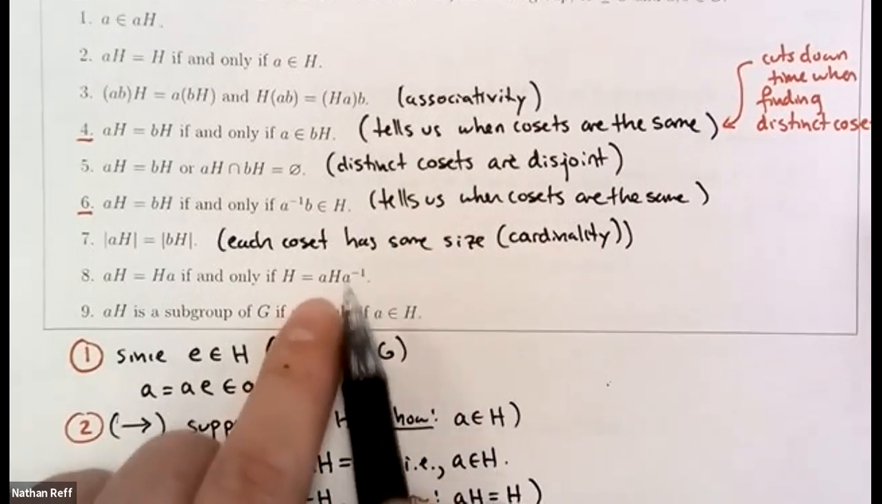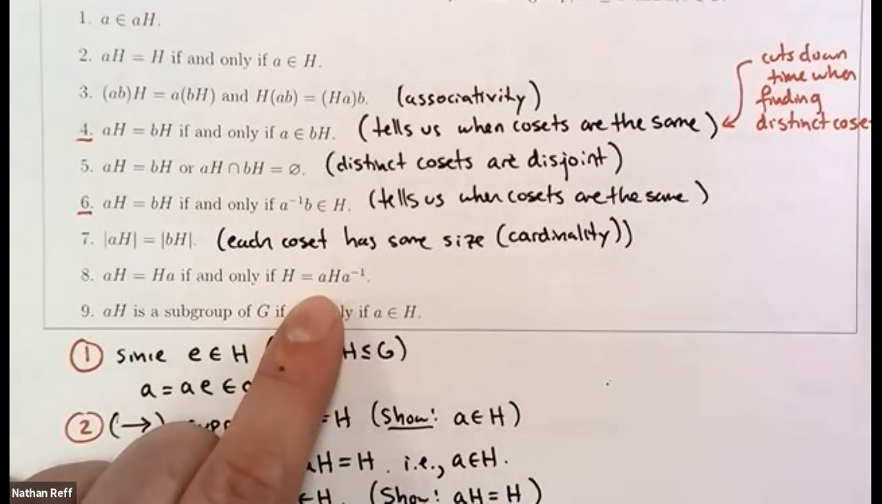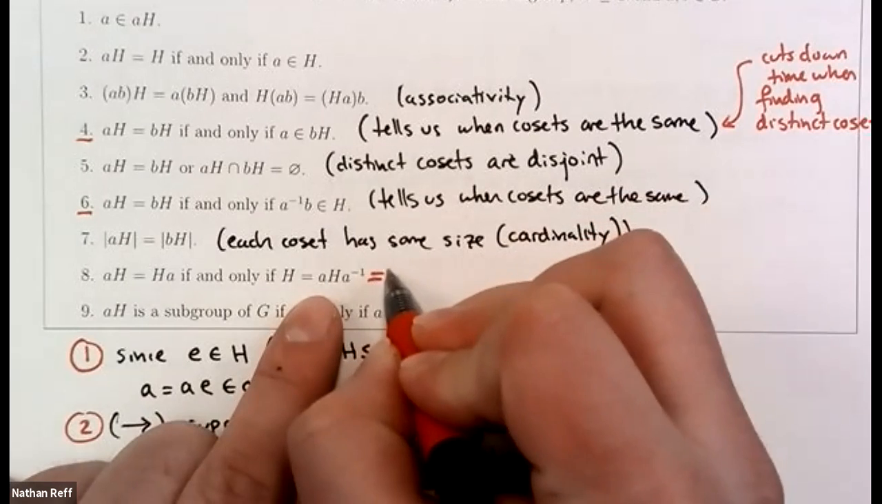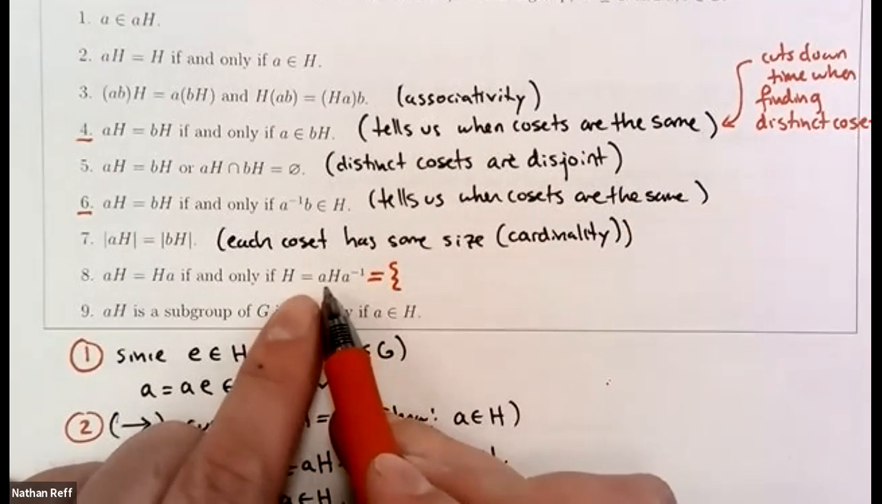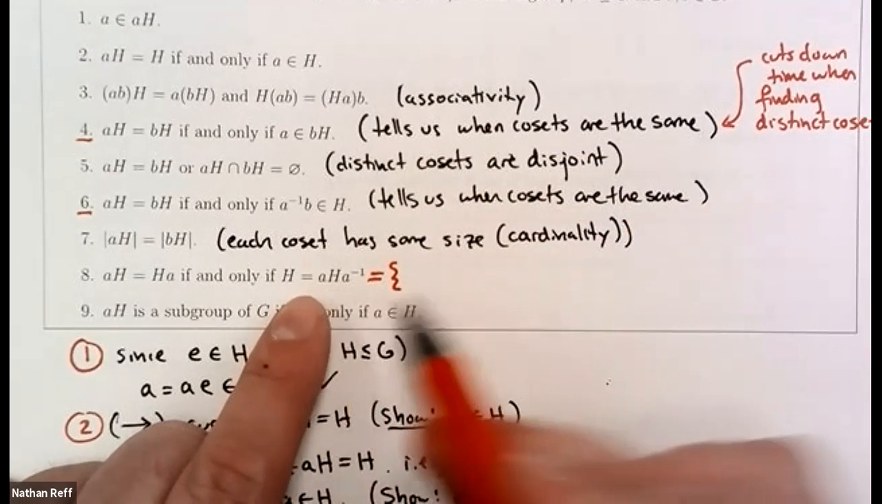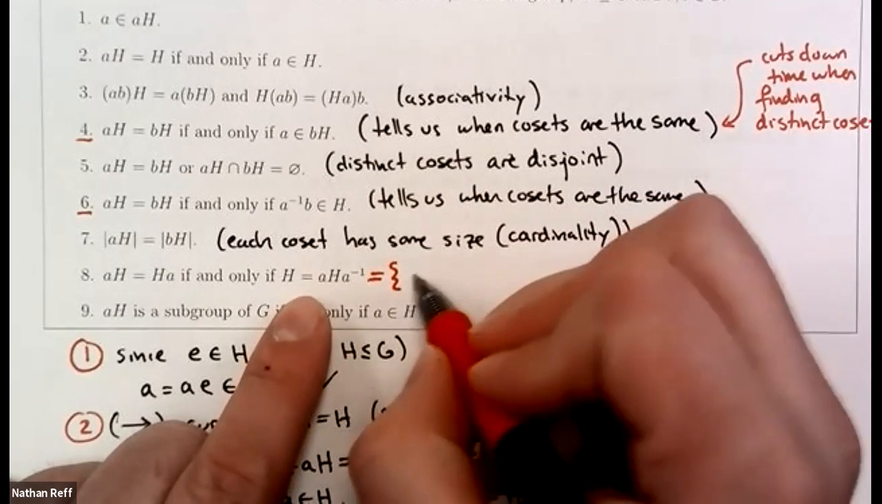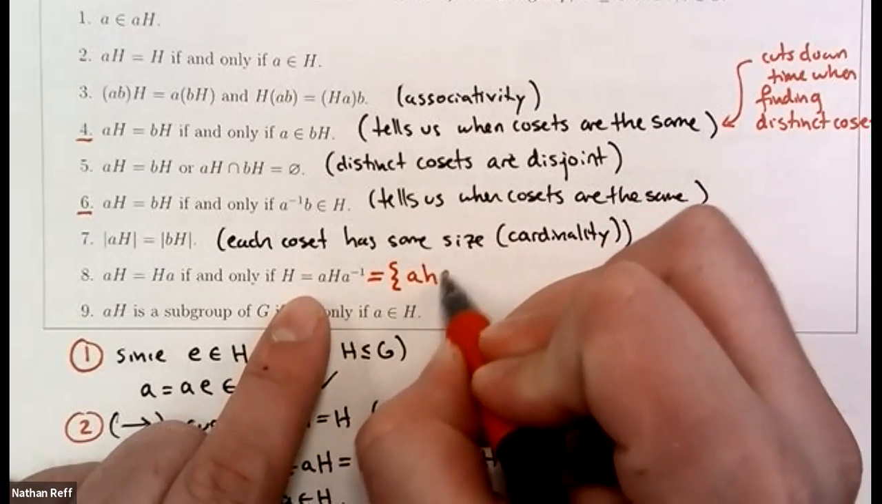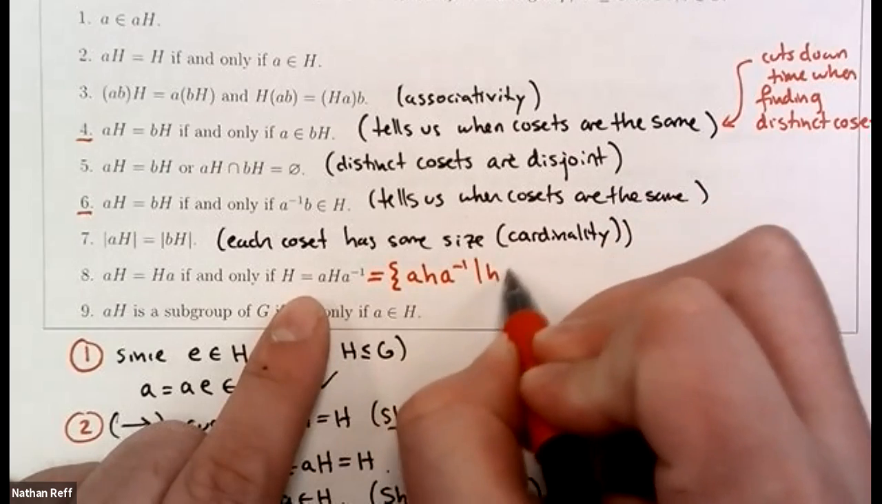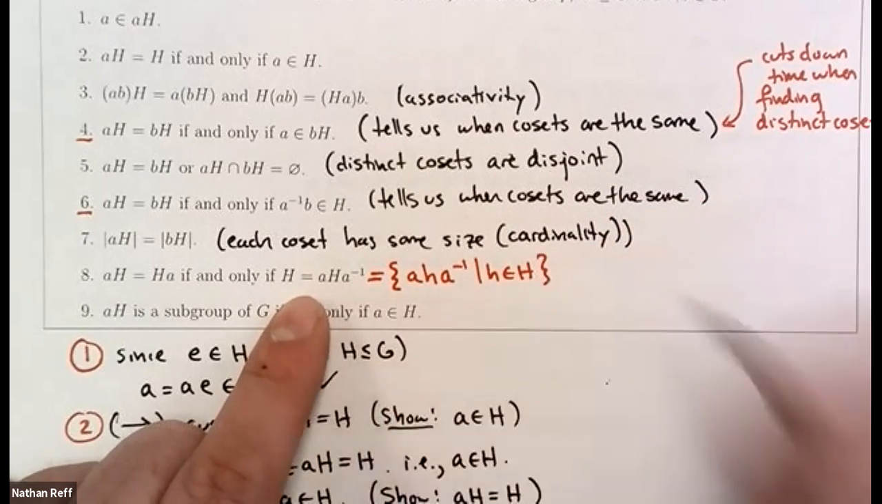Okay. Now, what the heck is that set? I never defined that, so let me define that for you. You can probably guess what that definition would be. Remember how AH was defined as A times little h, right? This one is A times little h times A inverse, such that little h is in big H.